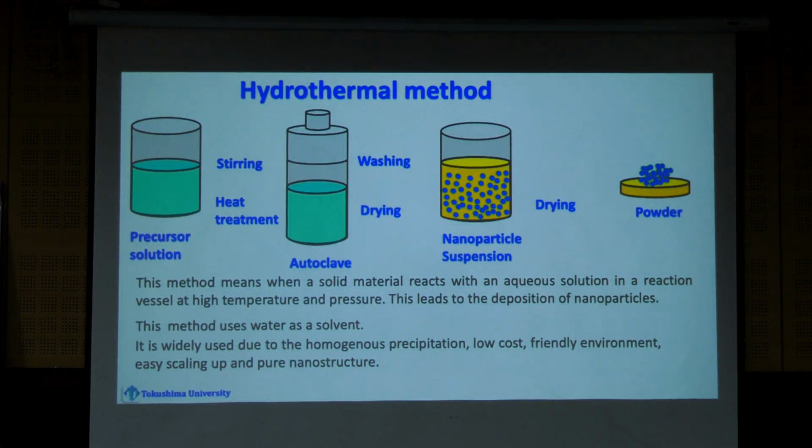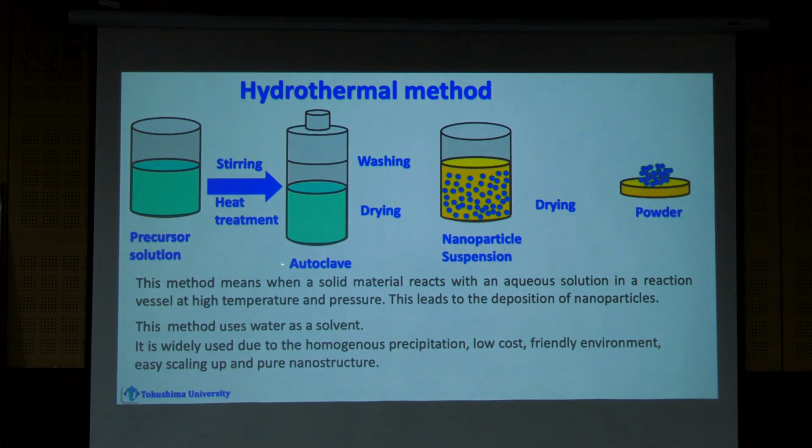Hydrothermal is a pure chemical method. In hydrothermal, basically you take two solutions, two different kinds of chemicals, you mix them together and put them into the autoclave at a certain temperature. So here you have a precursor solution. Precursor solution means you have A solution, B solution, you mix them together and then transfer into the autoclave. Autoclave means a steel chamber, okay? A steel chamber, and it is a closed chamber.